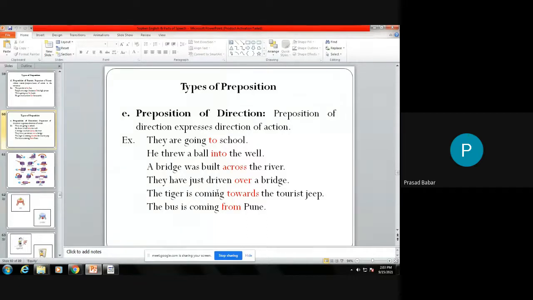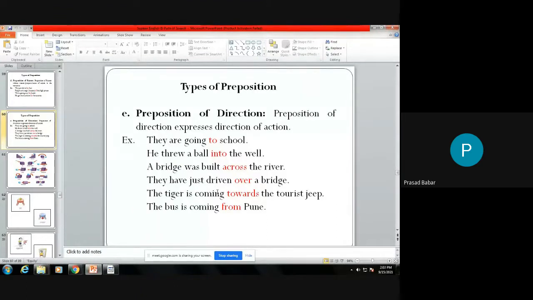Towards here works as a preposition of direction. See the next example then. The bus is coming from Pune. So ask the question: where is the bus coming from? It is coming from Pune.